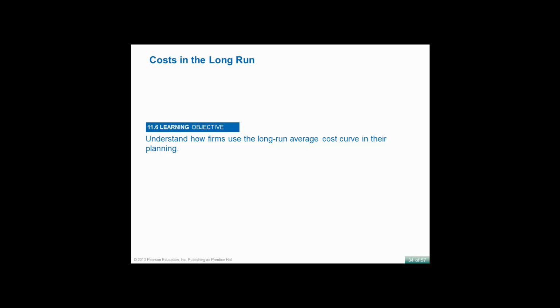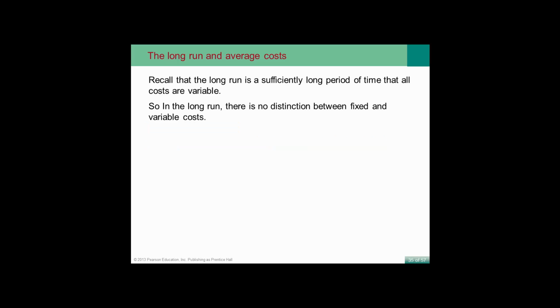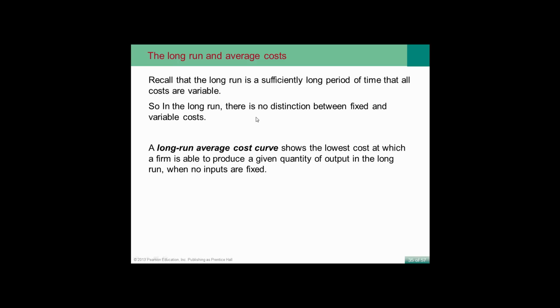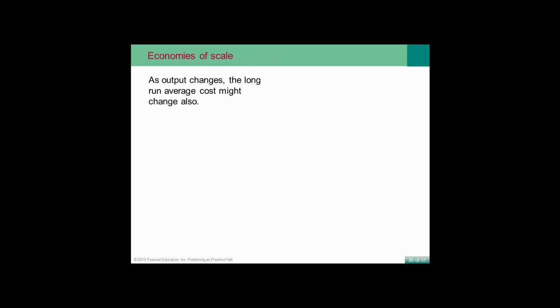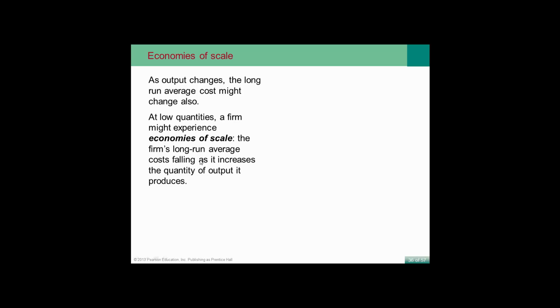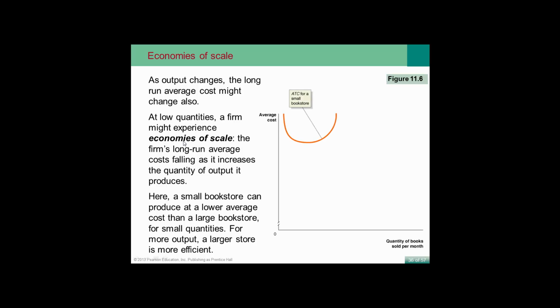So understanding long-run cost curves. Recall that the long run is a sufficiently long period that everything is variable. So in the long run, there is no distinction between fixed and variable cost. A long-run average cost curve shows the lowest cost at which a firm is able to produce a given quantity of output in the long run, when there are no fixed inputs. At low quantities, a firm might expect economies of scale, the firm's average cost falling. Here's how a small bookstore can produce at a lower average cost than a large bookstore.